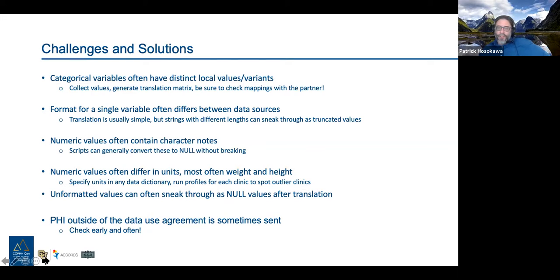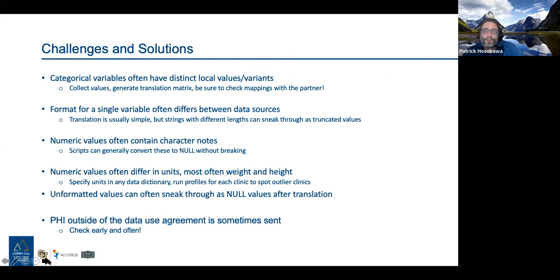So, some of the challenges we faced in projects before. The categorical values will have distinct local values and variants. Again, that's a matter of standardizing those values, and it can be very important to take your aggregations and bring them back to the partner, because it can be common that we've misinterpreted what their local value is, in particular in the cases where we don't keep the source value. If we aggregate it, that information is lost from that point forward.